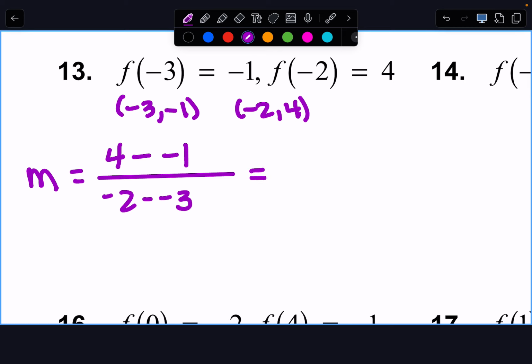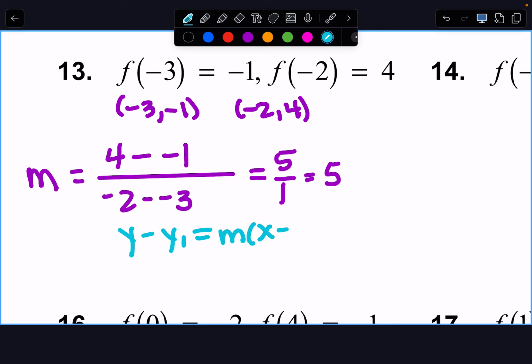What's our slope? 5 over 1, right? Which is 5. Okay. I took 4 minus -1 and -2 minus -3. And I got 5 over 1. If you did the reverse of that, you got -5 over -1, which still gets you a positive 5. Again, if we are going to use point slope form, does it matter which point we choose to plug in? It does not.